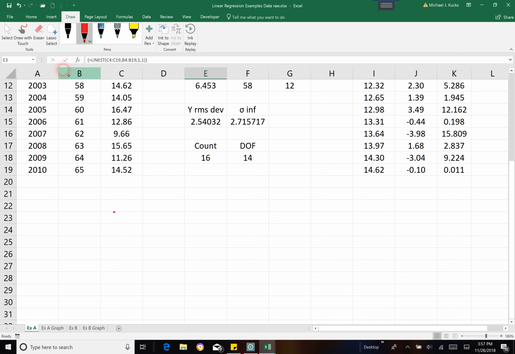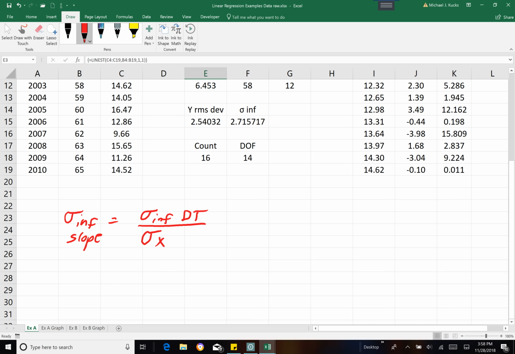The population inferred standard deviation of the slope was going to be equal to the population inferred standard deviation of my data from the trend line, which is what we had already calculated, divided by the population standard deviation of my x values.